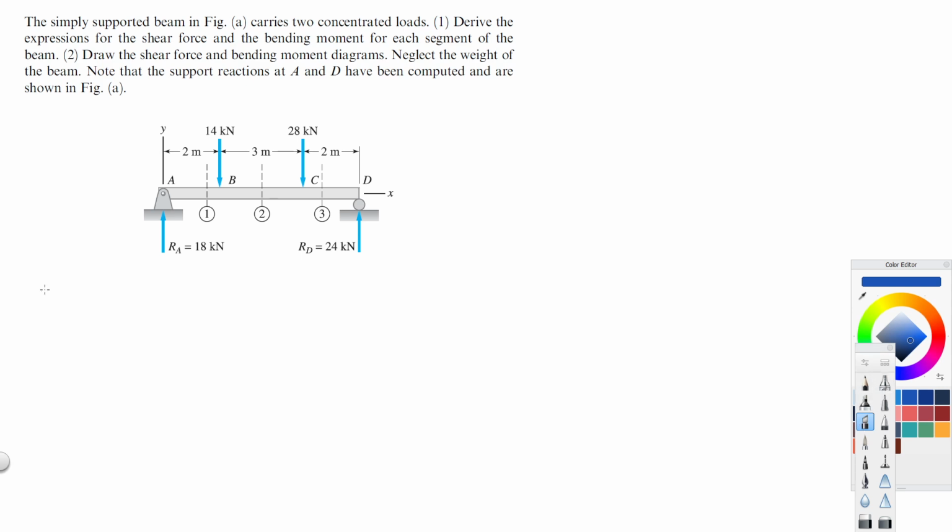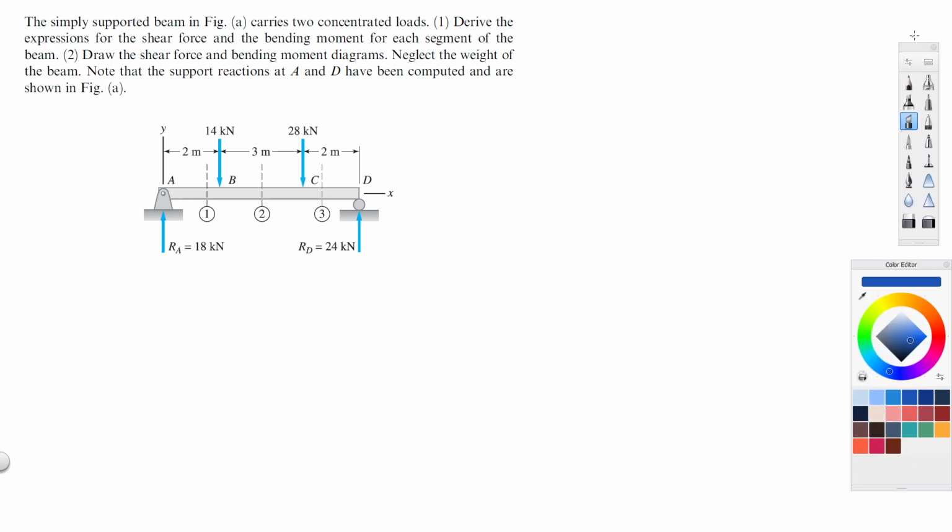Okay, so we can have it as, for segment 1. Okay? So, drawing ko muna yung ating beam for that segment.